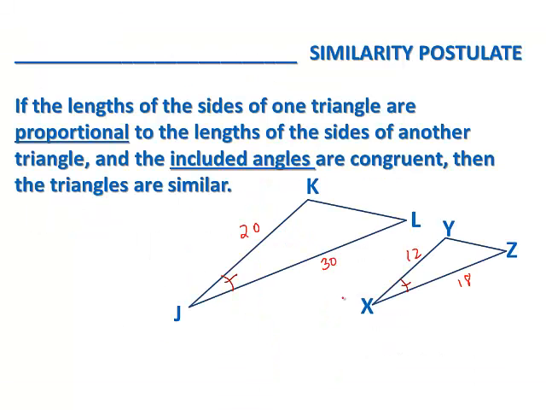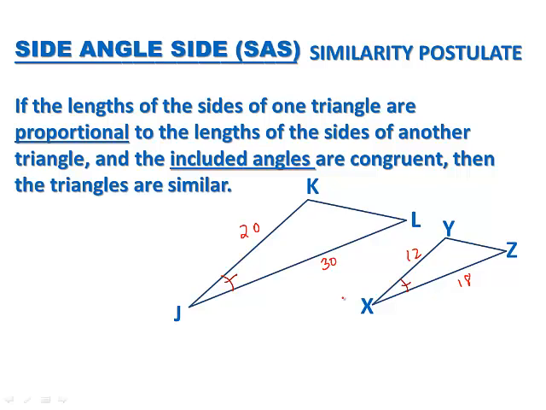Okay, so we just did side, side, side. Now we have side, angle, side. So remember, this is the included angle. This is one thing I emphasized in a previous module in Unit 4. Included angle. You have two sides and an included angle. The included angle is going to be congruent. The two side lengths are going to be proportional.